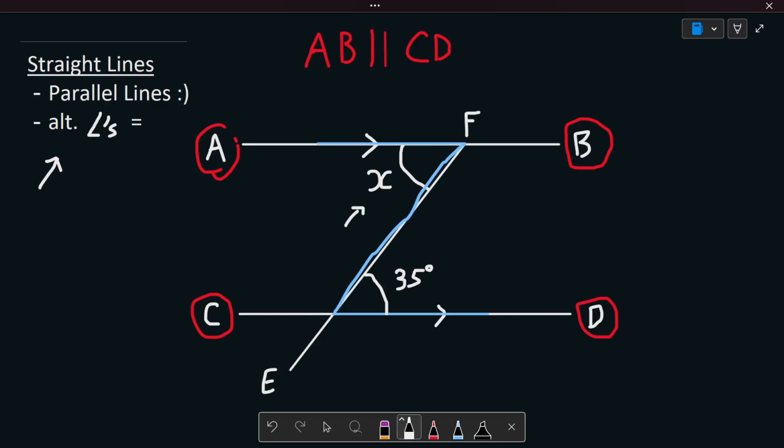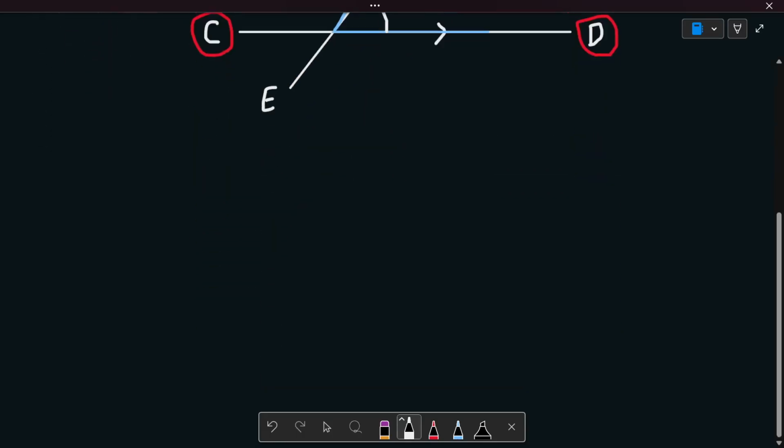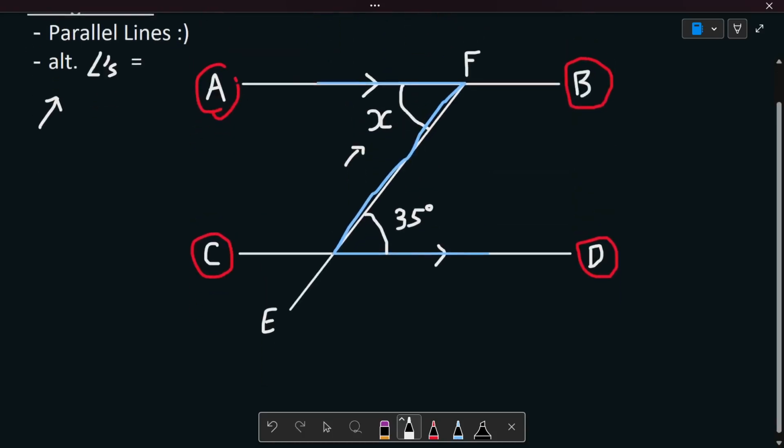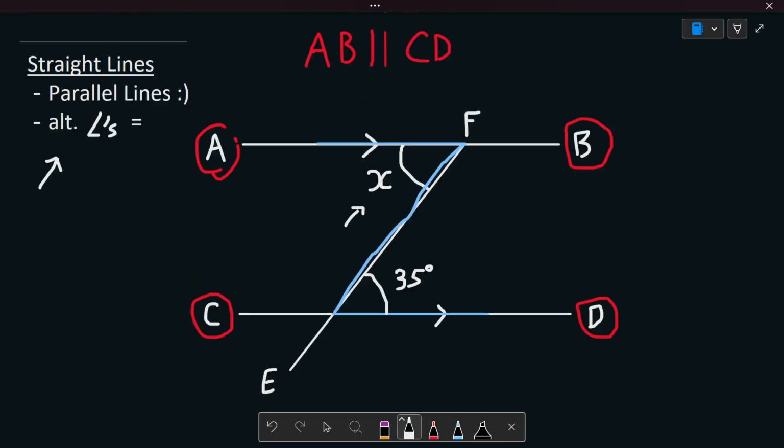But how do we actually write this on paper? This is how we write down the answer. So we say that we are given the angle 35 degrees, but we want to find out what X is. Because of the information that we have, line AB is parallel to line CD, and we have an alternative angle over here, which is a Z shape, which once again you have to look out for the Z shape.